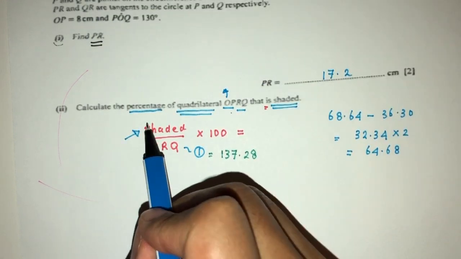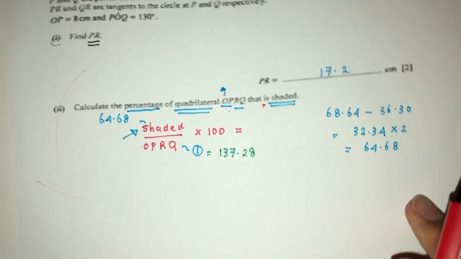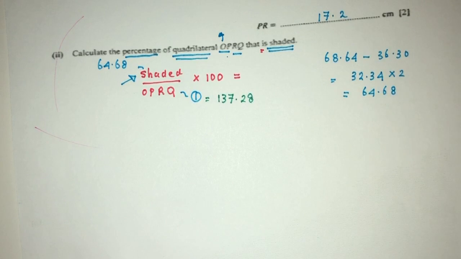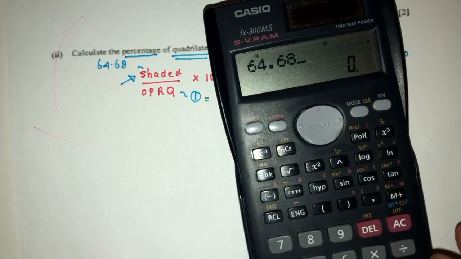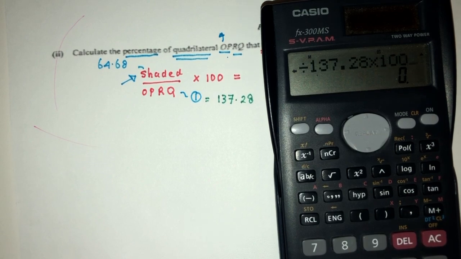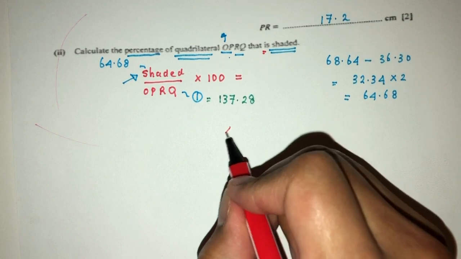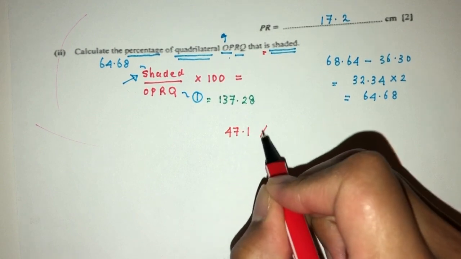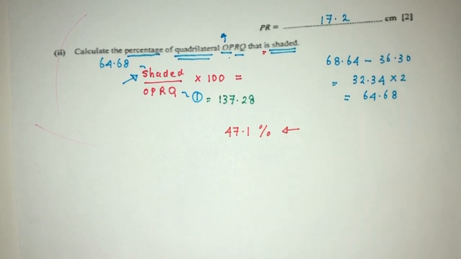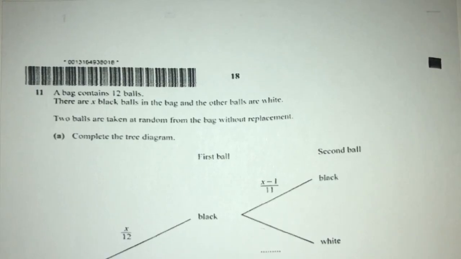So that will be the value on top. So let's find the percentage now. Let's replace in our calculator. 64.68 divided by 137.28 times 100 will give you 41.7. So you guys were right, this is 41.7% for the value of the percentage that is shaded. That is question number 10. Now let's move on to question number 11.